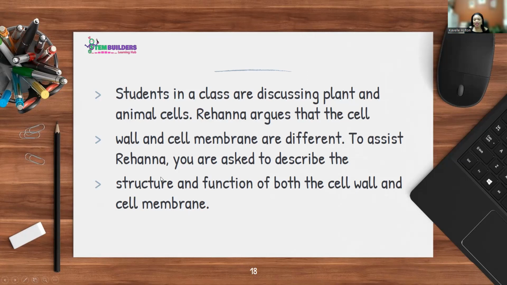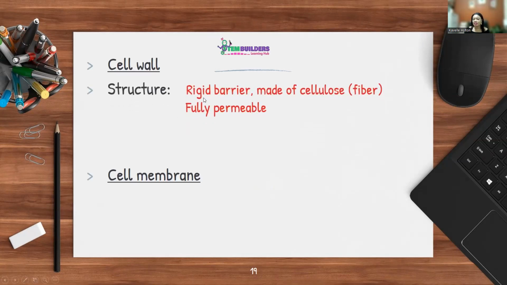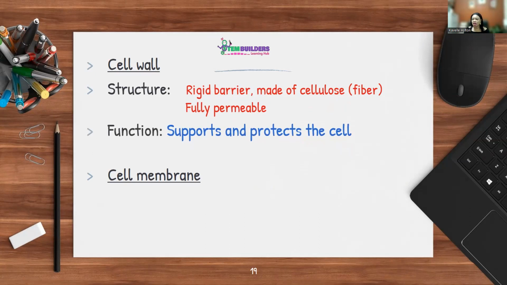So you're being asked about the structure and function of both the cell wall and the cell membrane. And this is a very common question. So let's look at the cell wall first. Remember, we said that it's a rigid barrier and it's made up of cellulose. You must be able to remember this part, made up of cellulose. We also know that it is fully permeable. Now, its function, as mentioned before, is to support and protect the cell.